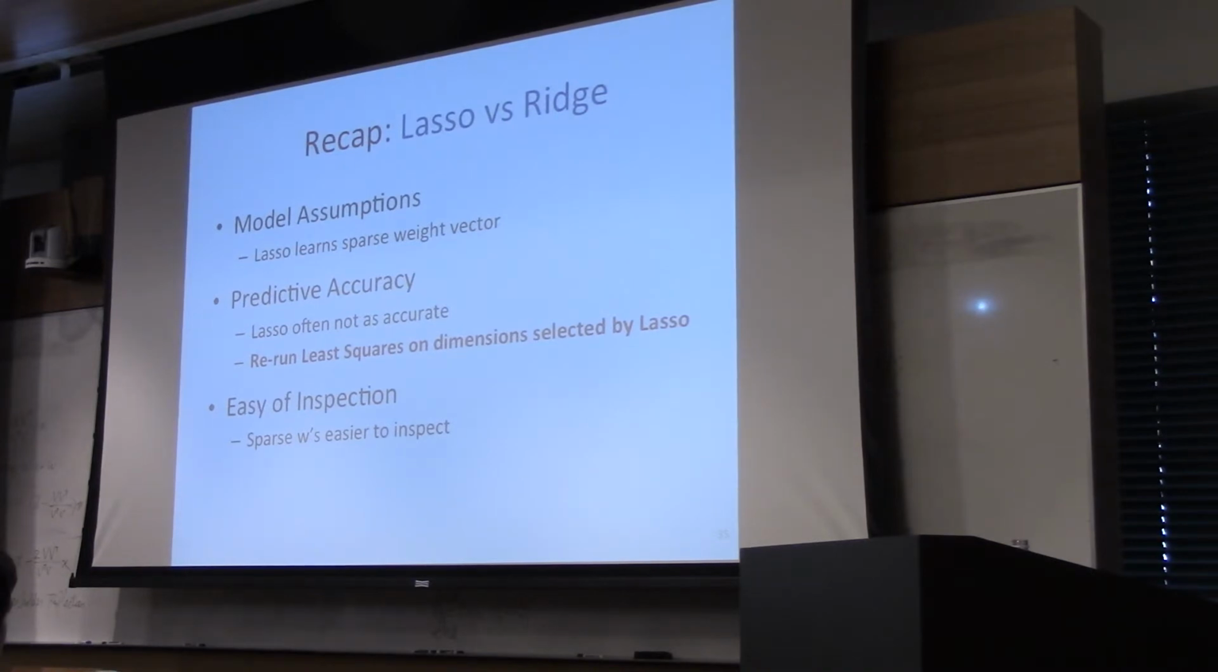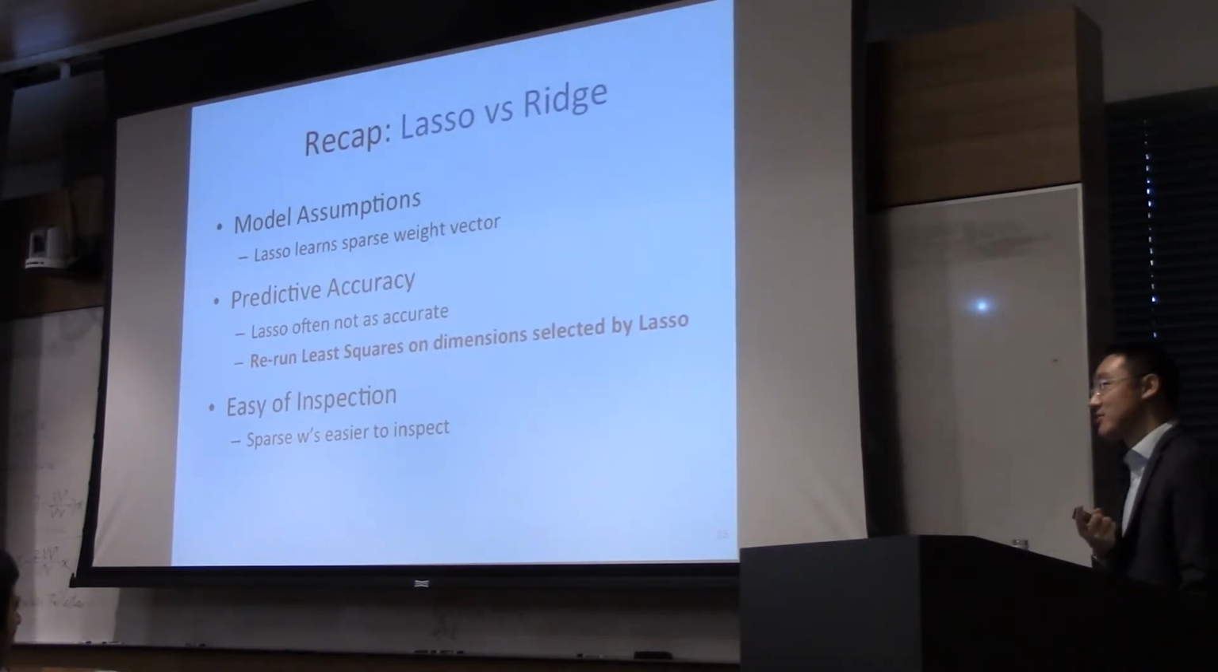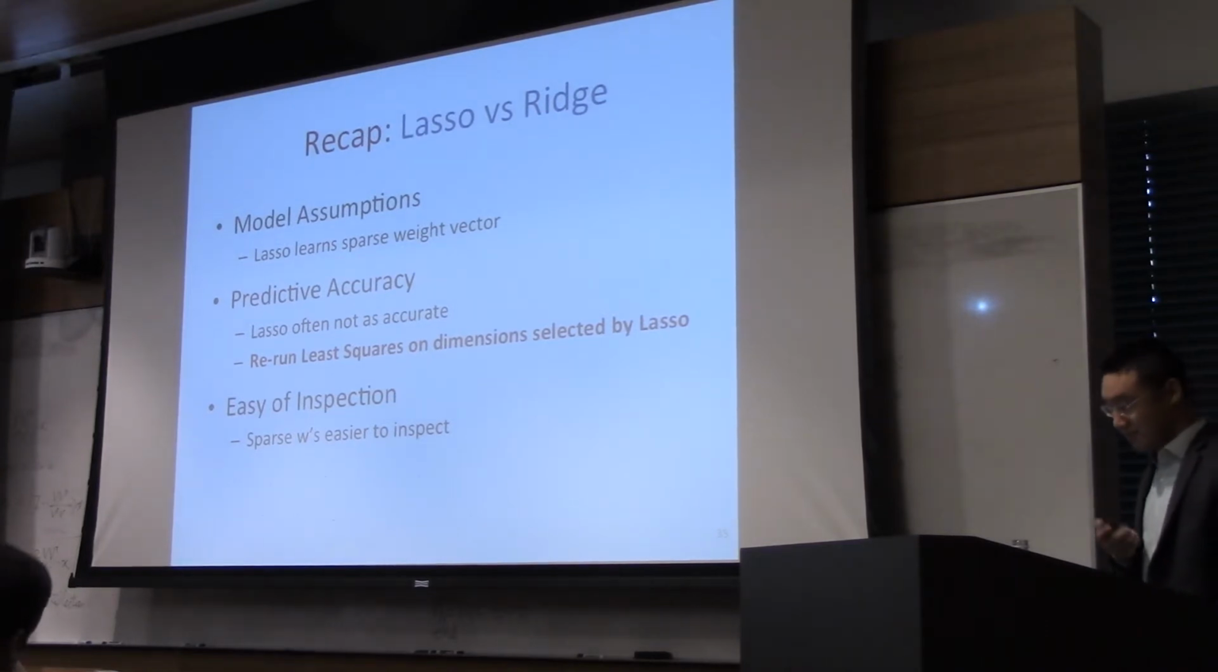I already mentioned this point: Lasso tends to give you sparse models, therefore it's easier to inspect the model to understand what the model is doing.